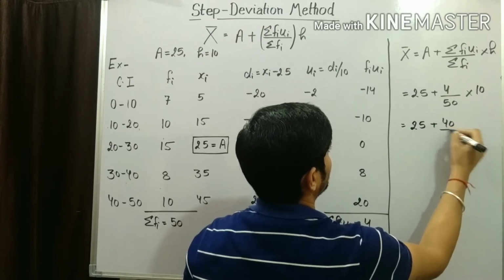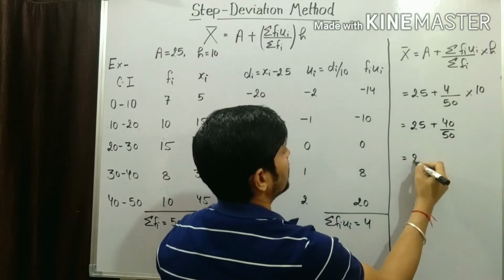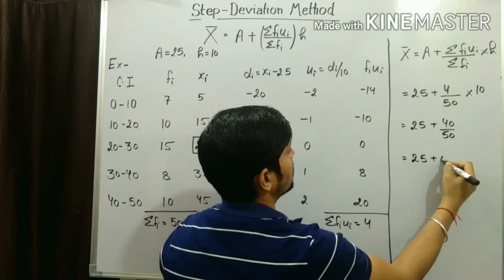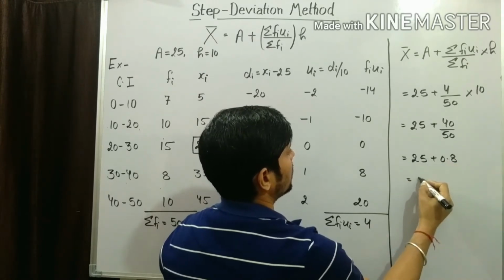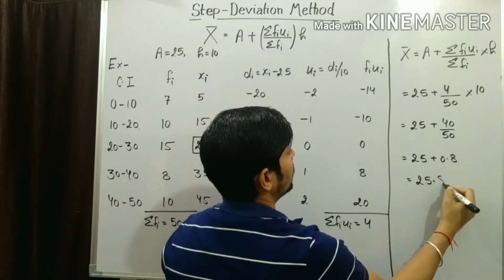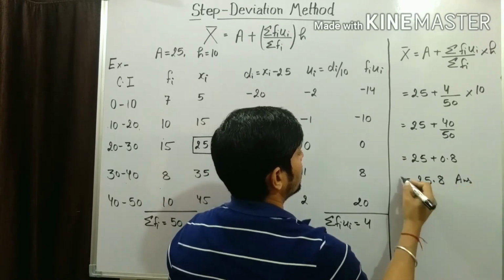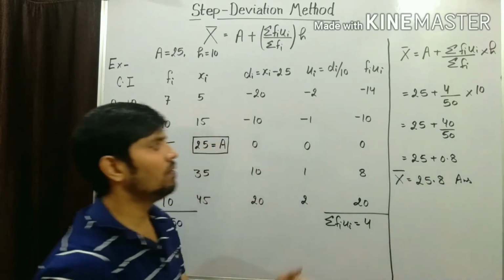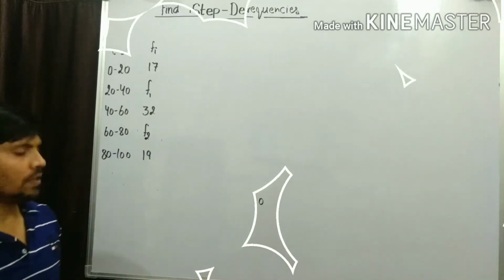25 plus 40 upon 50. Now divided, 25 plus 0.8. The final answer is 25.8. This is the final answer with the help of the assumed mean method.